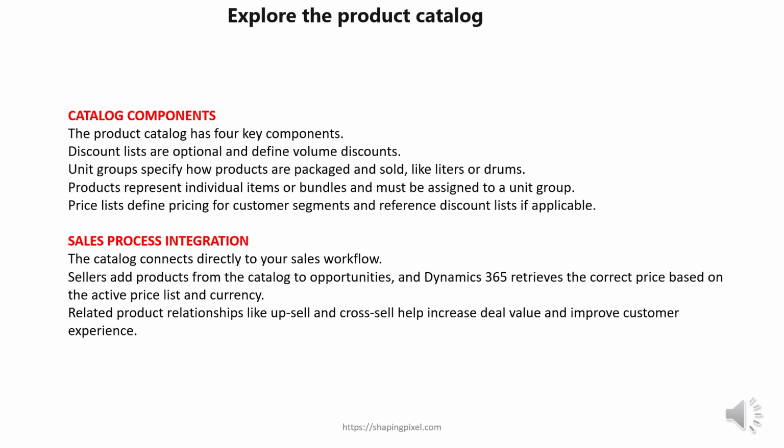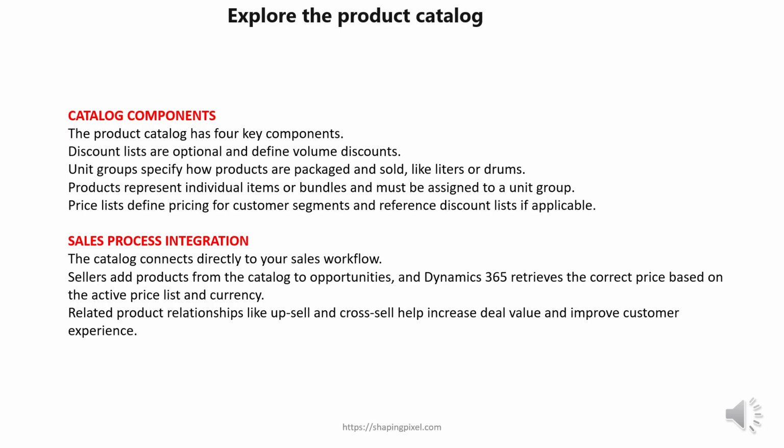Discount lists are optional and define volume discounts. Unit groups specify how products are packaged and sold, like liters or drums. Products represent individual items or bundles and must be assigned to a unit group. Price lists define pricing for customer segments and reference discount lists if applicable.